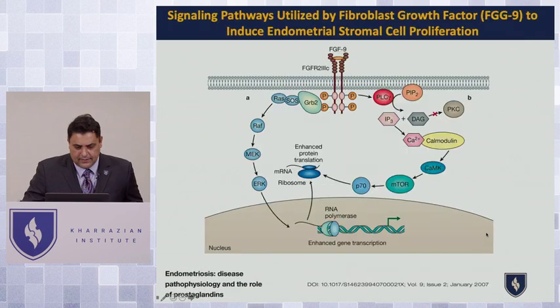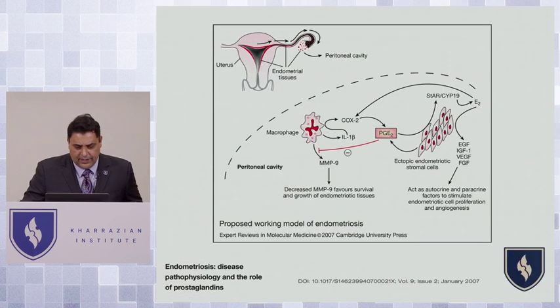And let me just skip here. These are just inflammatory pathways with endometriosis. And here what you're seeing is just exactly what we talked about. You have endometrial tissue. This is retrograde menstruation. It comes out of the peritoneal cavity.